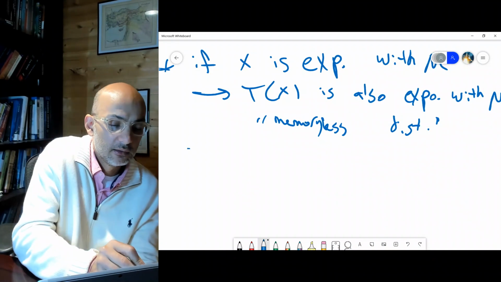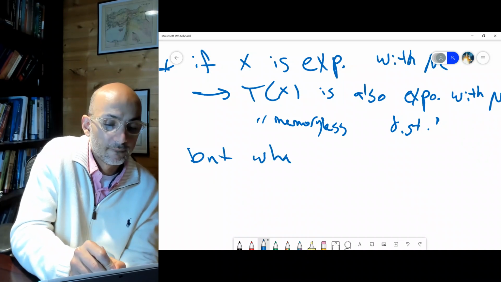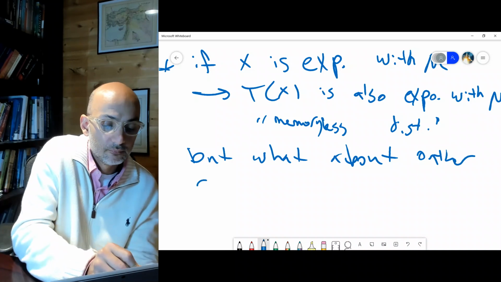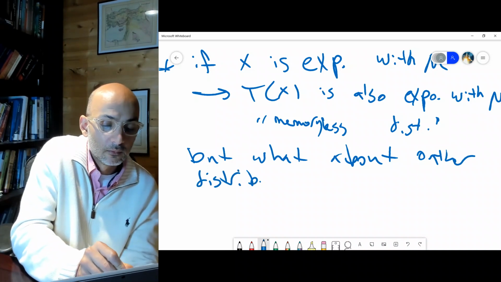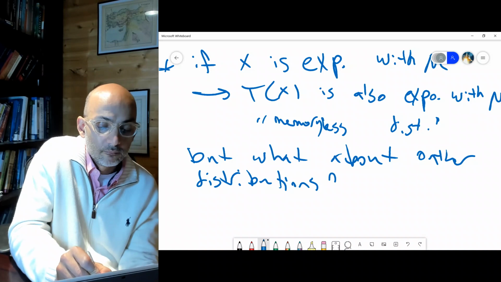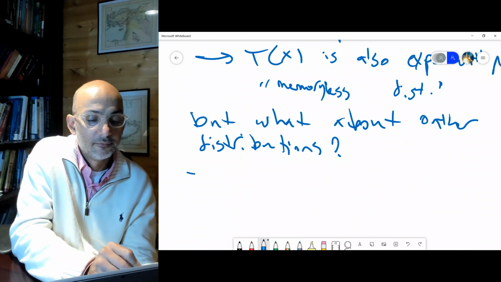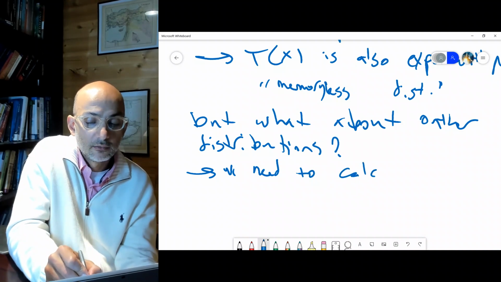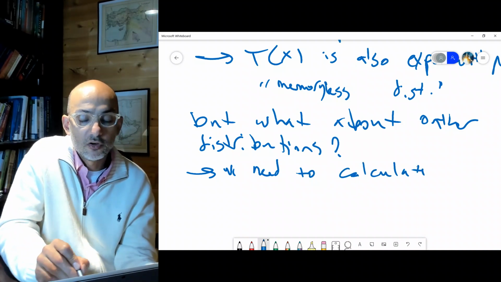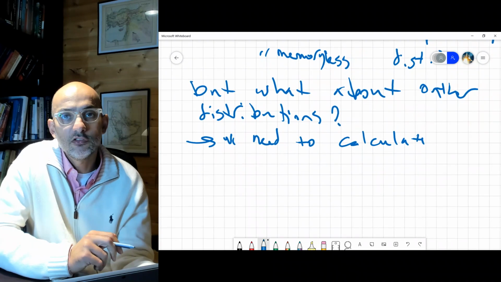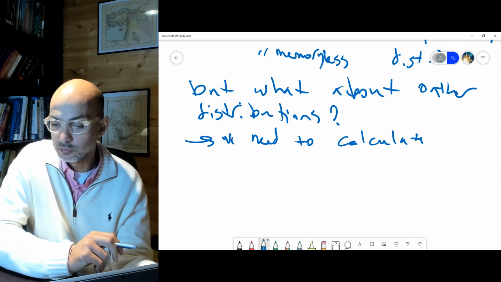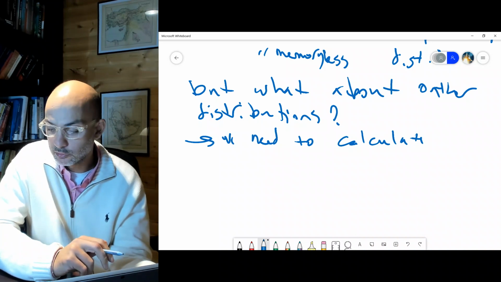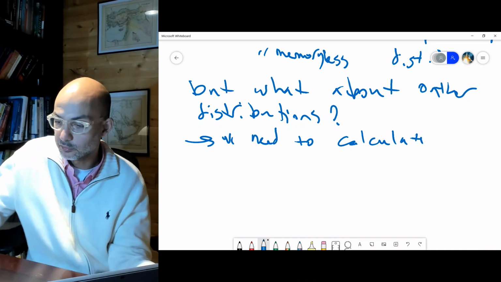But what about other distributions? We need to calculate. Right? For other distributions, we need to calculate. If it's not exponential, it's not uniform, you need to calculate. So we need to calculate. Let's take one example to see how we can compute some of those relationships.